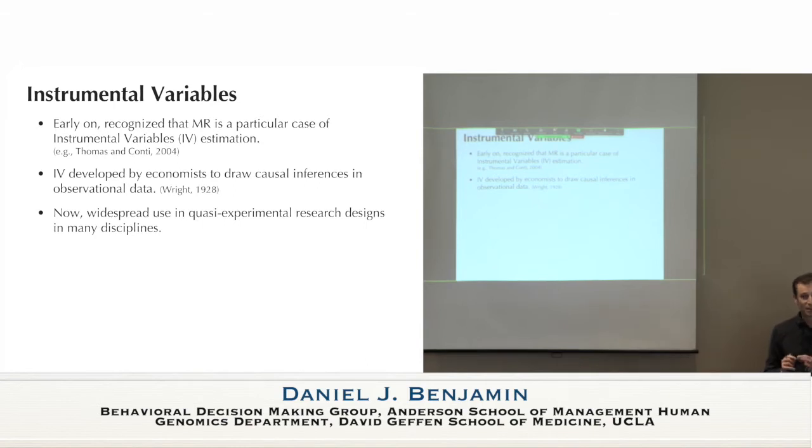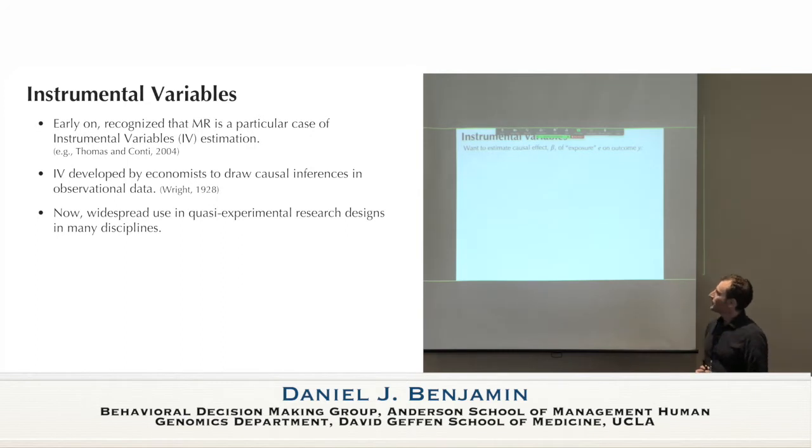But interestingly, in the original paper there were two derivations. One, an algebraic derivation, typical of an economist. And then there was a path diagram derivation. And it seems likely that the path diagram derivation was the result of the influence of Sewell. OK, so now instrumental variables has been used widely in a lot of different disciplines.